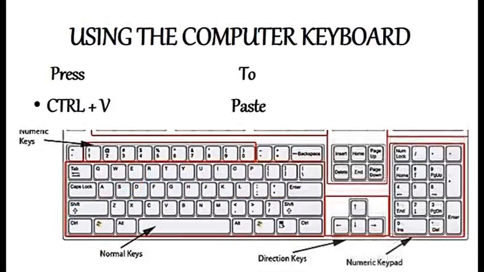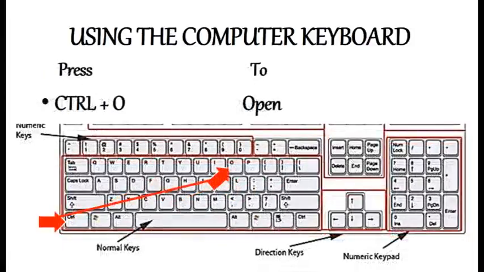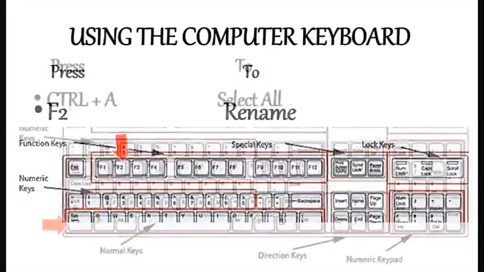Control V, for instance, is used for pasting. After copying or cutting something from a particular location, you might need to paste it in another location within a document or in another document. So Control V helps us to achieve that. Control O is what you use to open a new document. And we also have F2, which can be used to rename.